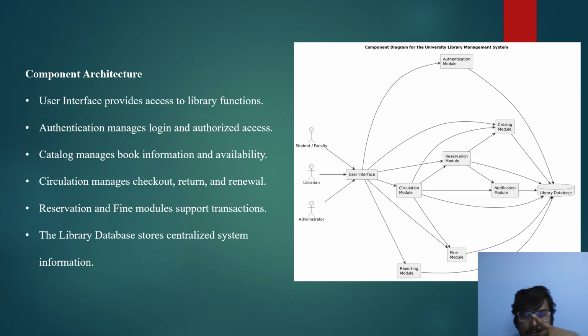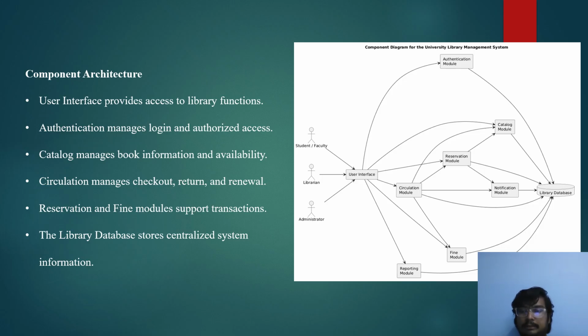When we come to this diagram, you can see the librarian, administrator, student, and faculty, everyone is interacting with the user interface. When they log in through this user interface, they go through the authentication module, and after that they can check. For example, the user goes to the circulation module. After that it goes to the catalog module, reservation module, and notification module, depending on the case.